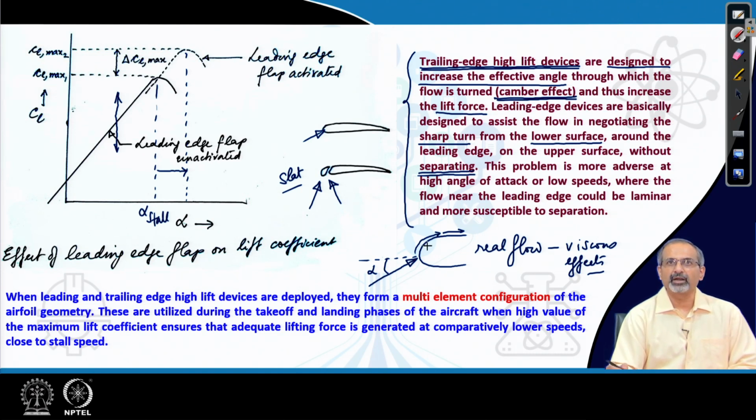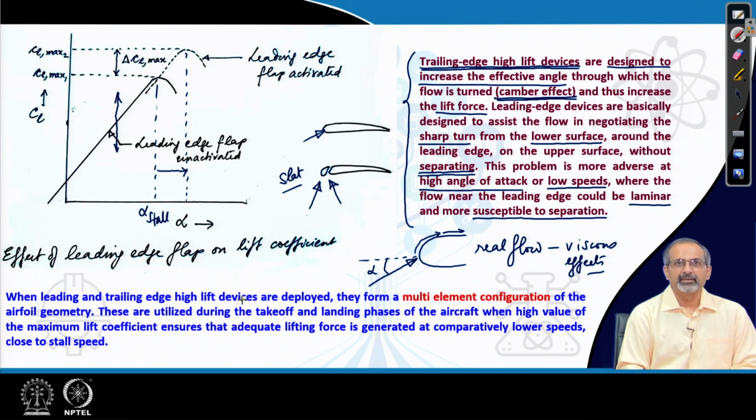This problem is more adverse at high angle of attack, or it could be even more adverse at low speeds, because at lower speeds the boundary layer is expected to be by and large laminar near the leading edge, and it is more susceptible to separation than a turbulent boundary layer.